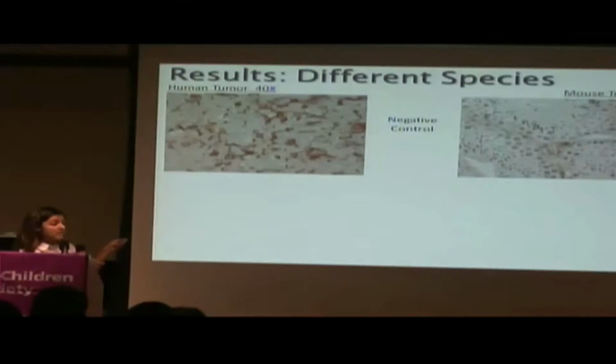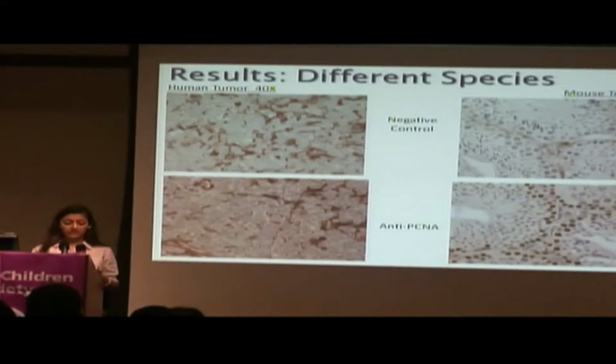And the results for different species, these are the negative controls. You can see that there are no nuclei that are stained brown. All this brown staining is background staining from color that was trapped between the cells. So the actual nuclei are blue. Same in the mouse testes, so we know that that's going to be our control. And we're looking for brown nuclei.